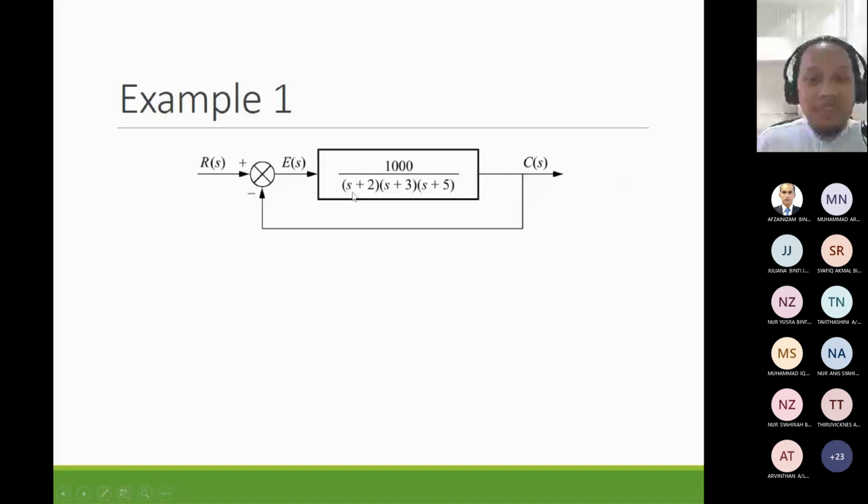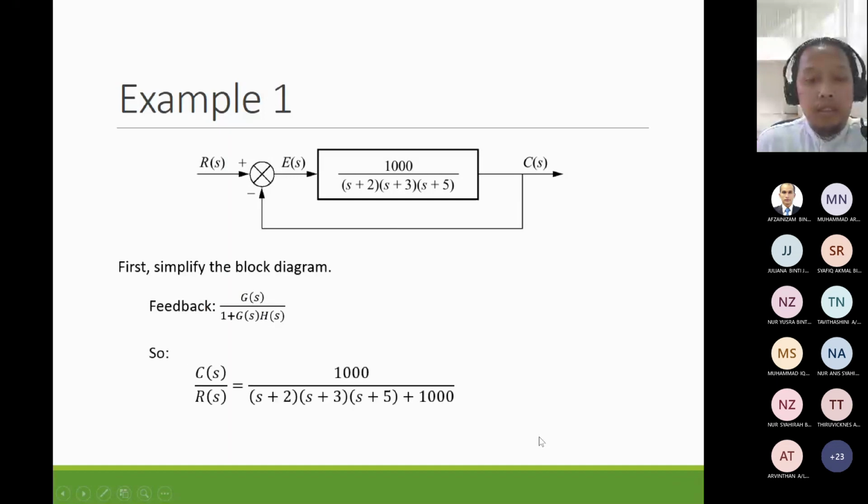Let's say you have this block diagram with a forward transfer function 1000 divided by s plus 2 times s plus 3 times s plus 5, and it's a unity feedback. Firstly, we need to simplify the block diagram. This is a feedback loop, so you use the feedback formula to get this transfer function. So firstly, always simplify the block diagram.